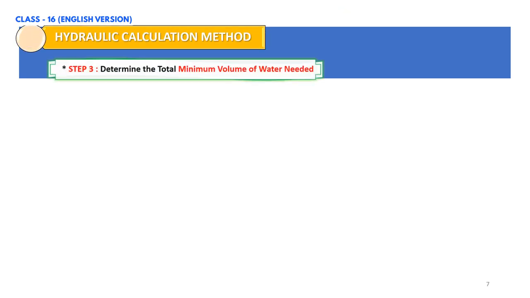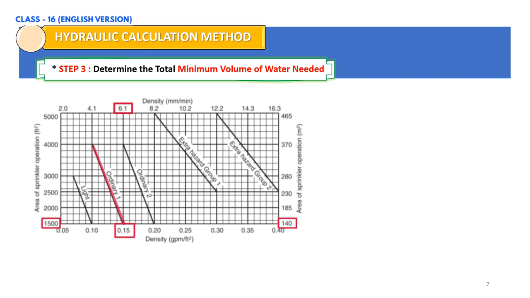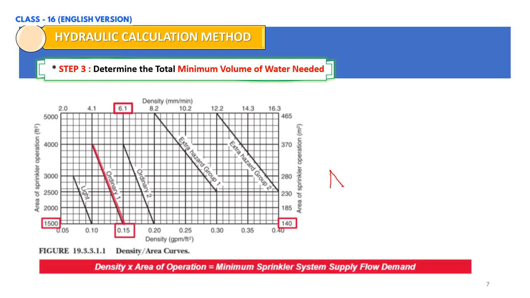So in step 3, we shall determine the total minimum volume of water required as per area density curves. As we already said that our occupancy comes under ordinary hazard group 1, then the density shall be 0.15 and area of sprinkler operation shall be 1500 square feet. So based on this density area curve, we shall try to calculate the minimum volume of water required. So the formula shall be area into density. We shall get the minimum sprinkler system supply flow demand. So sprinkler demand can be calculated, or minimum volume of water required can be calculated by multiplying the area with the density. So just I am writing here sprinkler demand.